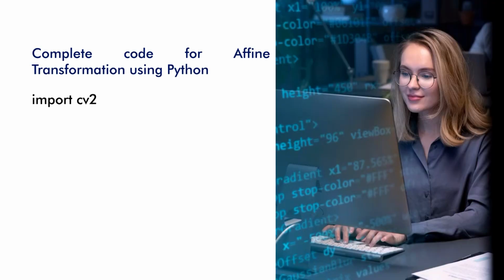Affine transformation. Affine transformation is a type of geometric transformation that preserves parallel lines in the image. We can use the cv2.getAffineTransform and cv2.warpAffine functions to perform affine transformations. Complete code for affine transformation using Python.